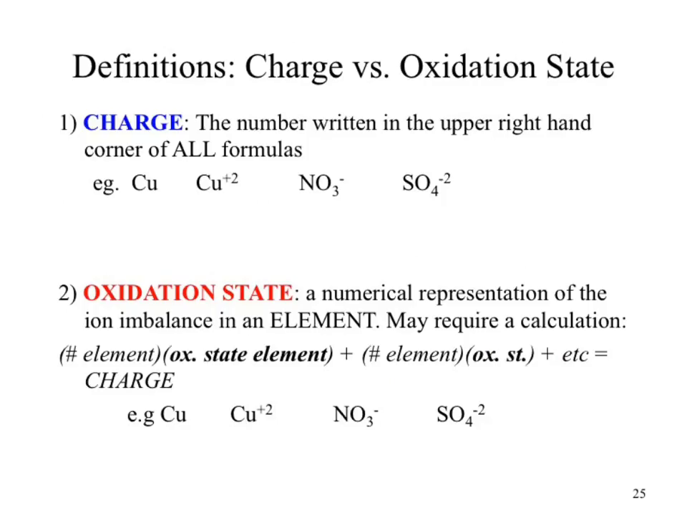Charge is the number written in the upper right-hand corner of all formulas. Every single compound we ever give you, you know the charge because we have to give it to you. Okay? The oxidation state is something that at this stage I would say you should always calculate. Even if you're like, well, that's dumb. I don't care. Do it anyway. It's part of that get angry thing.